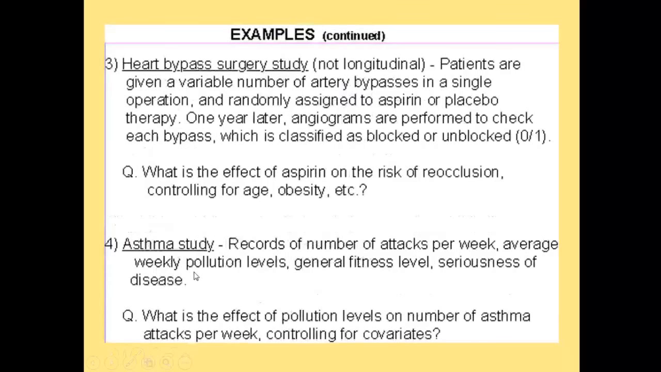Okay, here's a third example. Heart bypass surgery, not longitudinal. So you have a person who has 3 bypasses done, or 6 bypasses. Patients are given a variable number of artery bypasses in a single operation and randomly assigned to aspirin or placebo therapy. I actually have a data set with this. And 1 year later, angiograms are performed to check each bypass, which is classified as blocked or unblocked, 0, 1.